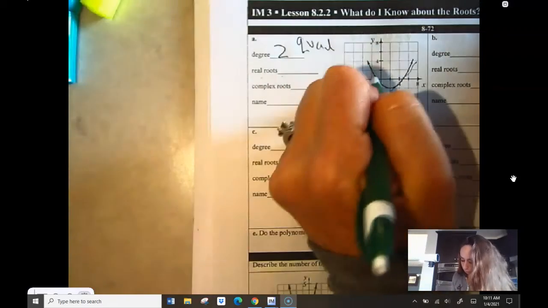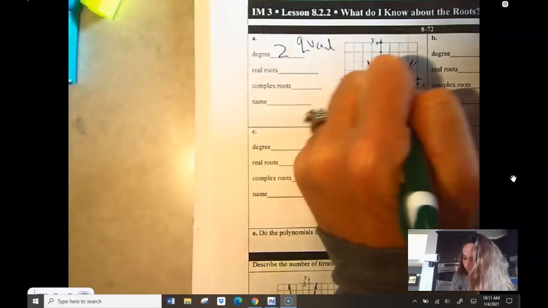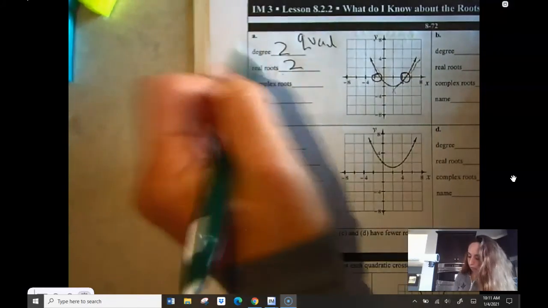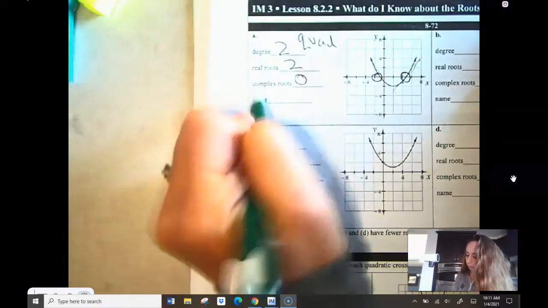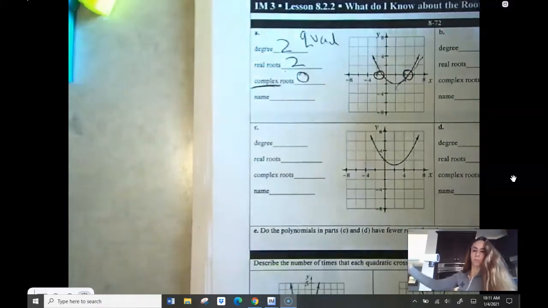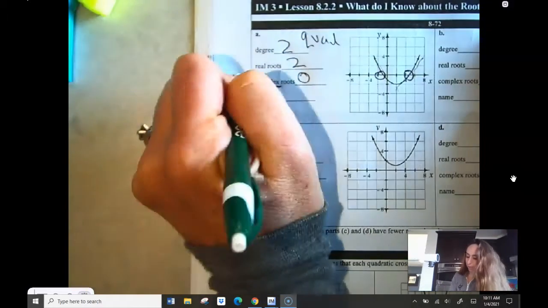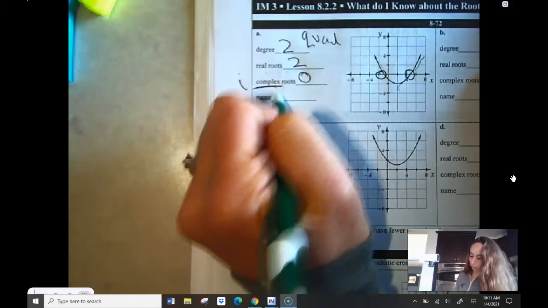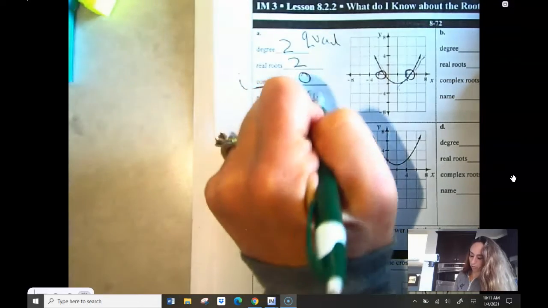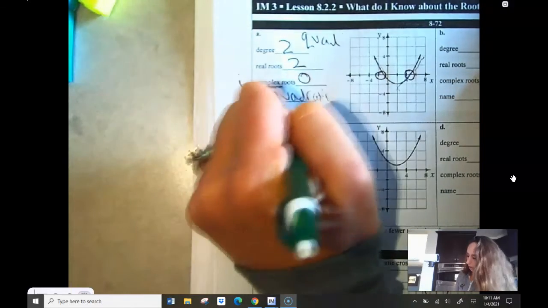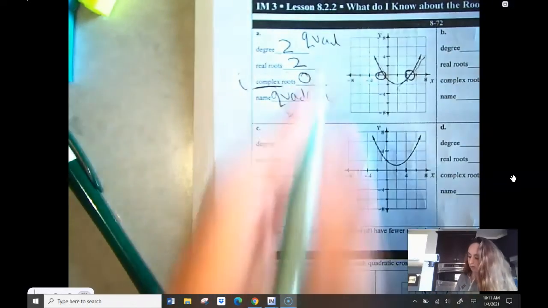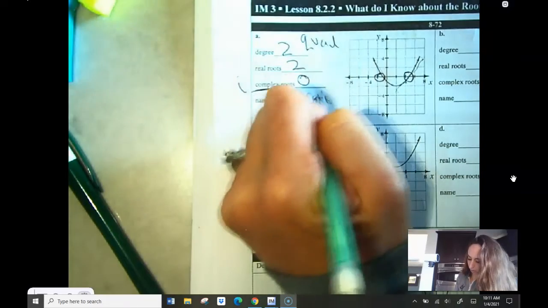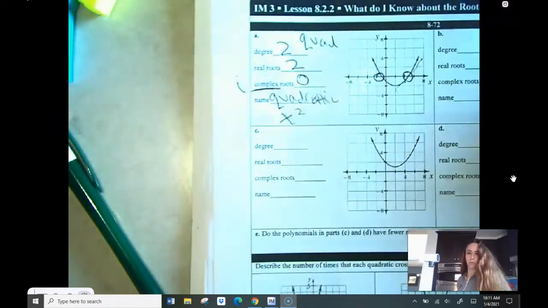And then the real roots, it's really crossing the x-axis 2 times. So if it's 2 real roots and the degree is 2, there's no complex roots. Now some of you go, what's complex roots? It just means imaginary. It's complex. The name of this would be a quadratic, which is x squared. All right, pen dying already. X squared. All right, let's go to the next one.